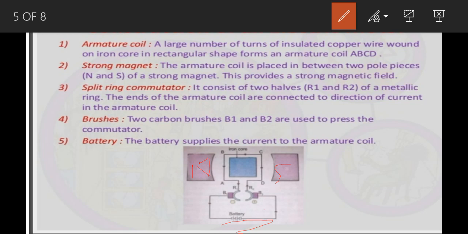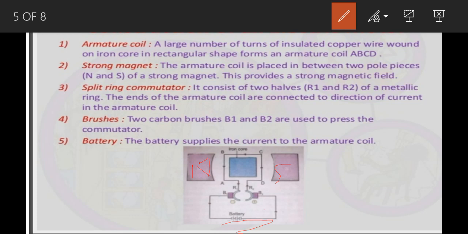Then the 4th one is the battery. This battery consists of a few cells connected across the brushes through a key. The battery supplies the current to the armature coil. So in this one, the current is supplied to the armature coil through the battery. So this is all about the construction of the electric motor or DC motor. There are 5 parts of the electric motor: armature coil, field magnet, split rings, brushes, and battery.